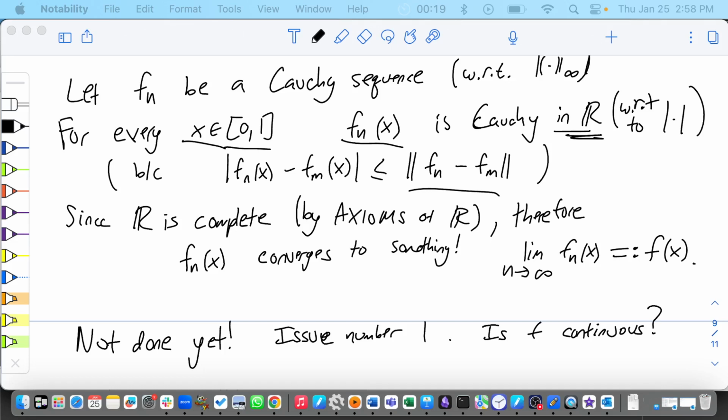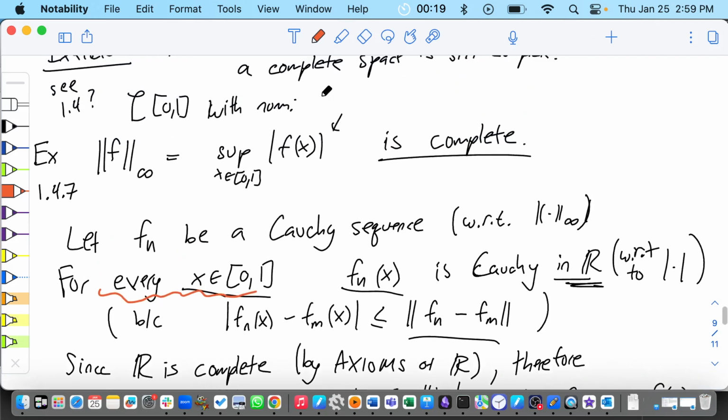So remember, I wrote down this. This is actually maybe a little sneaky of me. I wrote down the limit as n goes to infinity of fn of x equals f. But that is for every fixed x, right? So we have a limit f, and we know that fn is converging to f, but pointwise. So we've only shown so far that f is the pointwise limit of fn. We are not working with pointwise convergence, we're talking about convergence with this norm.